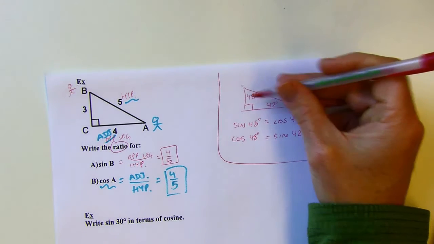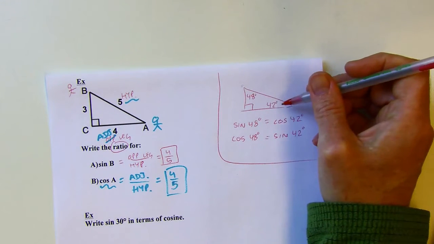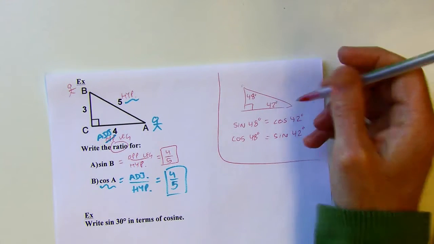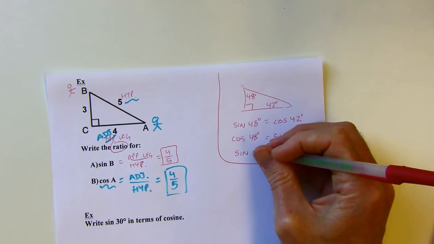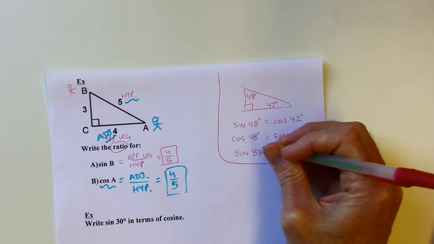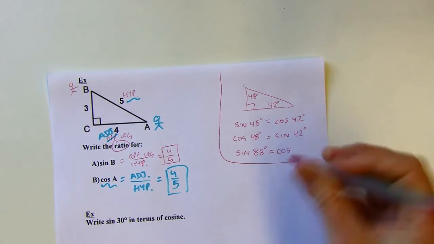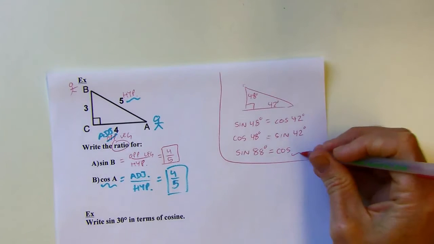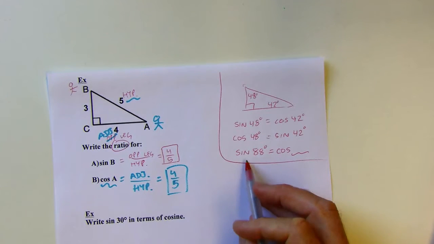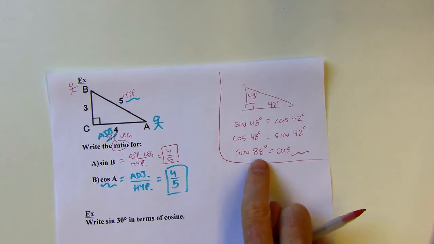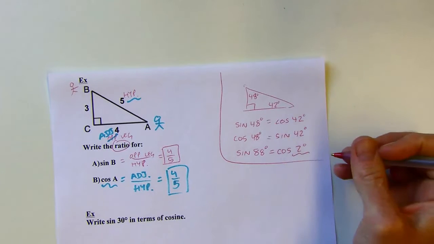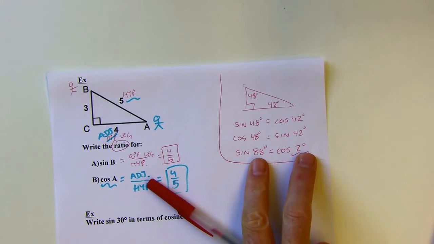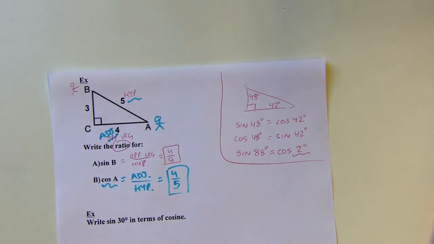So, these are complements of each other. 48 plus 42 is 90 degrees. So say I wanted to know, what could go in the blank here? All I need to do, since I'm going from sine to cosine, is find the complement. So 88 plus what equals 90? That'd be 2 degrees. These are complements, and so they're going to be equivalent. And you could try that out on a calculator.